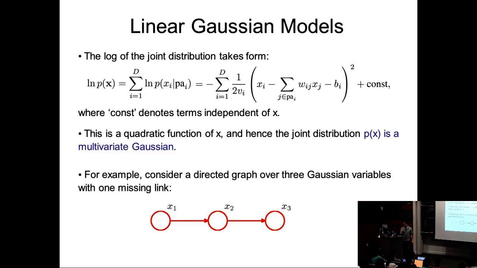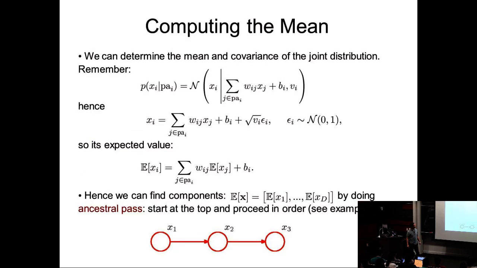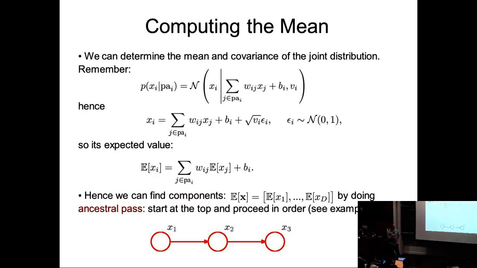So for example, let's look at the directed graph over 3 random variables, x1, x2, x3, and all of them are Gaussians. Then I can determine the mean and covariance of the joint distribution. Let's go through this exercise very quickly. This is my conditional probability. It just has a Gaussian form. Depending on my parents, I take a weighted average. So x_i can be written this way.